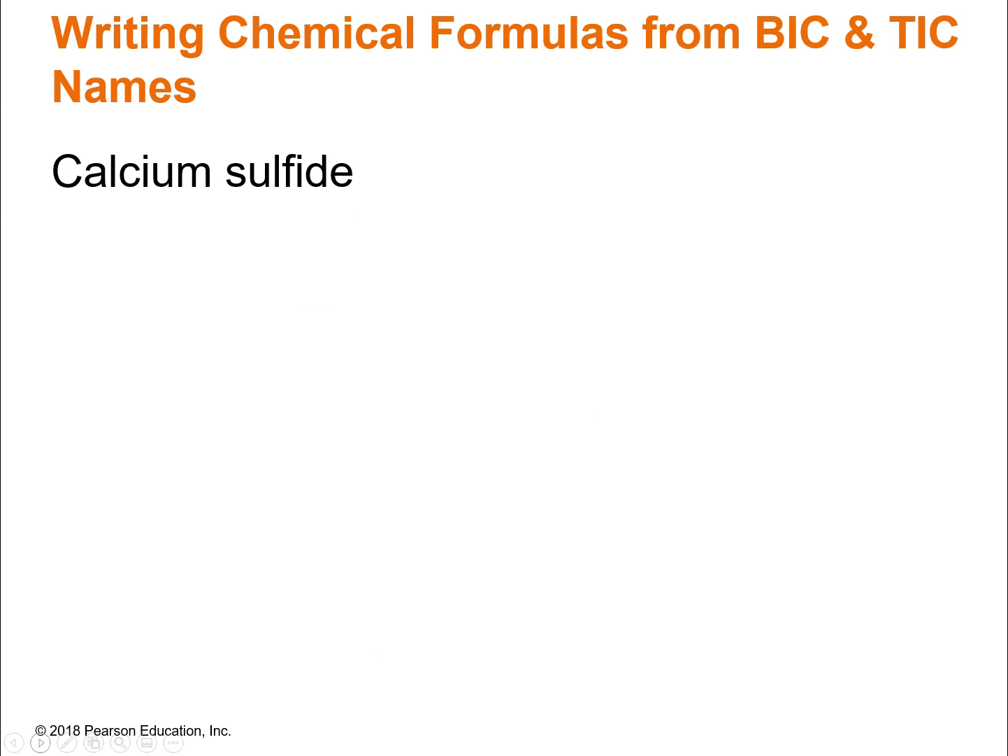Calcium sulfide. We have to take the name and work it backwards. Just like with the formulas, the cation is listed first. So you can think about this as writing out what the calcium ion is and what the sulfide ion is. The calcium ion, you look up calcium, it's in group 2A. That tells us the charge. That's the calcium ion.